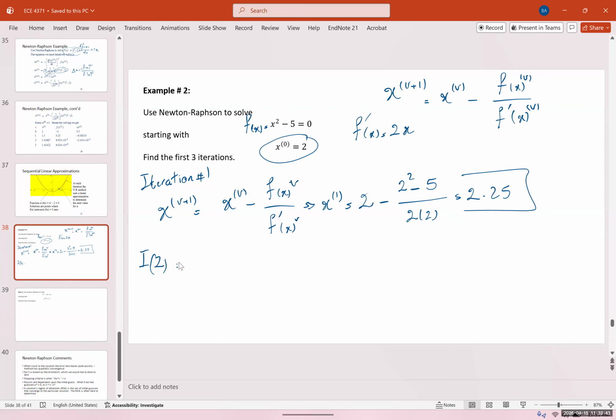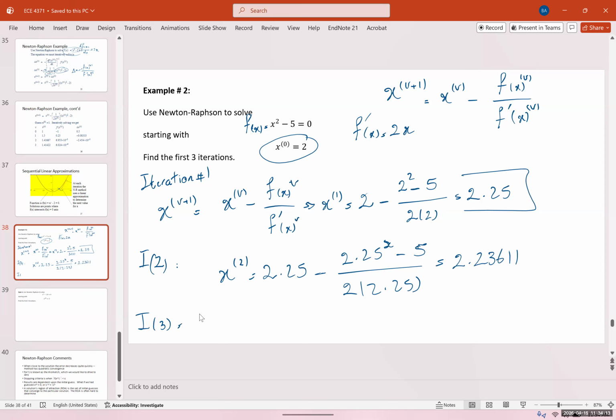The second iteration is going to be x2, which is going to be based on x1. What is x1? 2.25 minus (2.25 to the power of 2 minus 5) over (2 times 2.25), which gives us, what did you get? I got 2.23611.